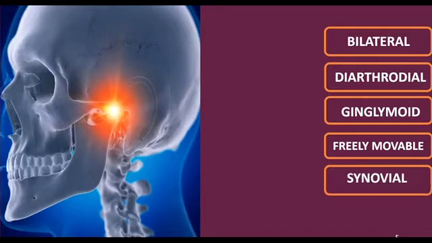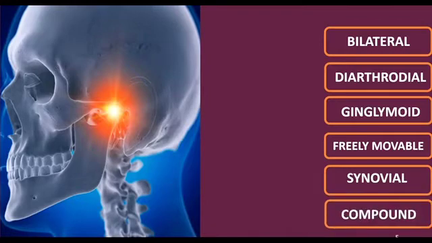Synovial because it consists of synovial fluid, synovial cavity for lubrication. Compound joint, actually by definition, compound joint requires the presence of at least 3 bones, but TMJ is made up of 2 bones, that is temporal and mandible. Functionally, the articular disc serves as a non-ossified third bone, which is present between the temporal bone and mandible.